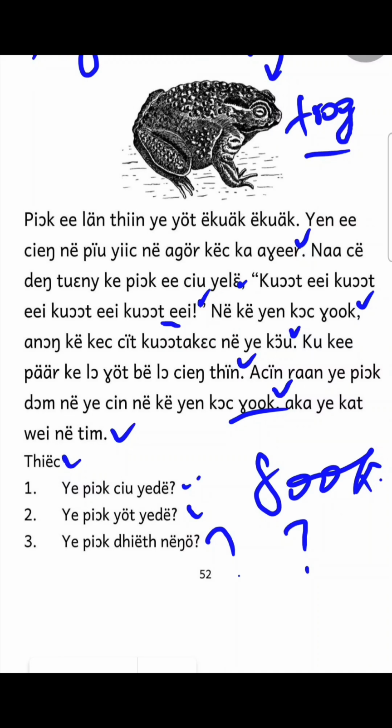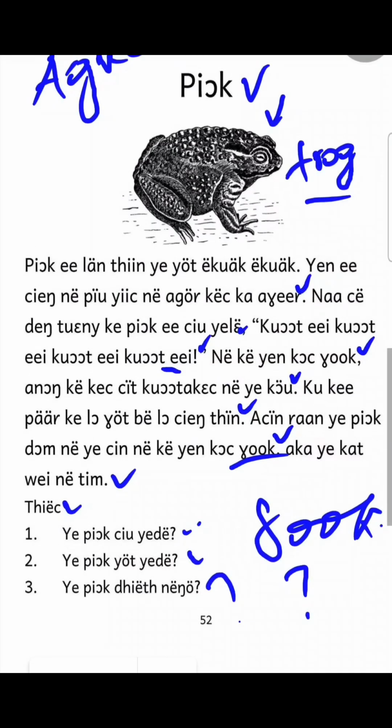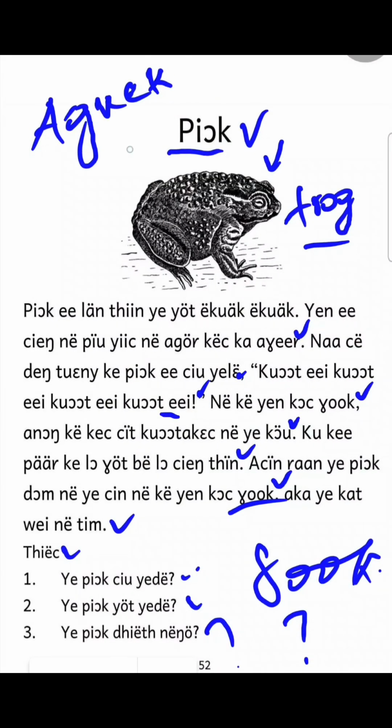So that is it, guys. This is Dinka Bor accent. So in Dinka Bor they call frog. This is frog. In Dinka Bor it is called piɔk. But in Dinka Malwal dialect we call it Aguek. So this is the difference. We call it Aguek and they call it piɔk. Yeah, you see the difference.